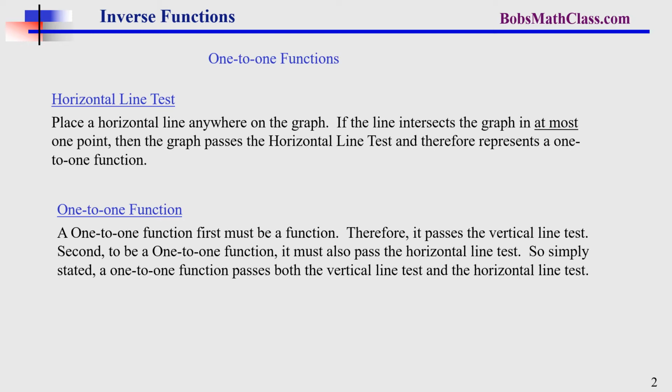So a one-to-one function, first of all, must be a function. Therefore, it passes the vertical line test. Second, to be a one-to-one function, it must also pass the horizontal line test. So simply stated, a one-to-one function passes both the vertical line test and the horizontal line test. A vertical line can only intersect it once, and a horizontal line can only intersect it once.